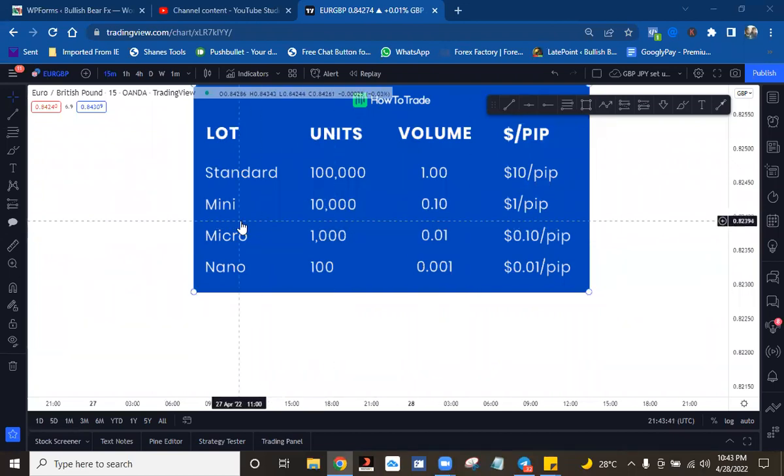So now for a mini lot size, if I take a trade using 4 mini lot size and my stop loss is on 5 pips, how much am I losing? I took a trade with 4 mini lot size and my stop loss is on 5 pips. How much am I losing?